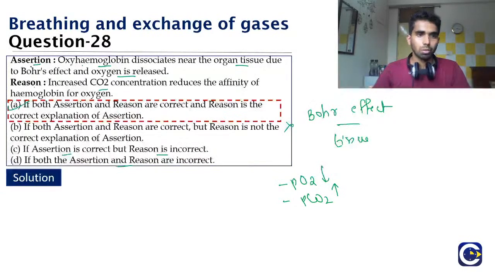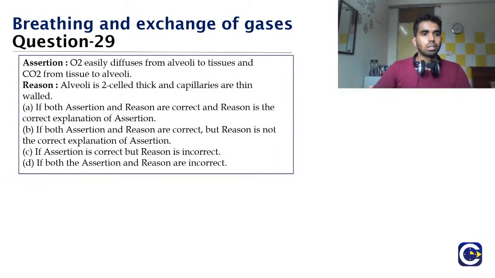Now coming to question number 29. Assertion: oxygen easily diffuses from alveoli to the tissues and CO2 from tissue to the alveoli. Reason: alveoli is one-celled thick and capillaries are thin walled. And here also the four options are all the same as we have discussed in the previous question. So tell me what should be the answer for this question.